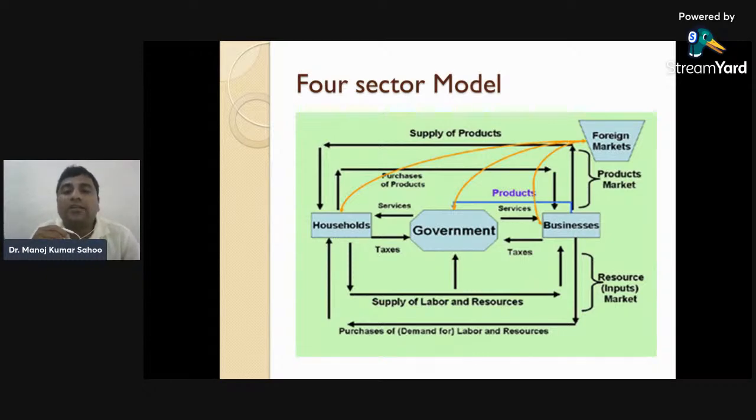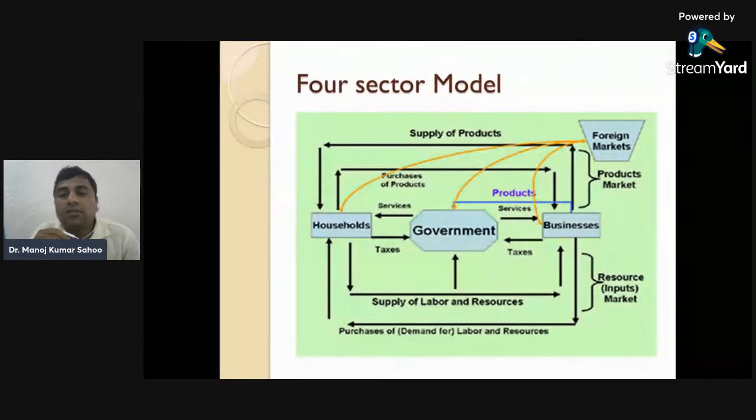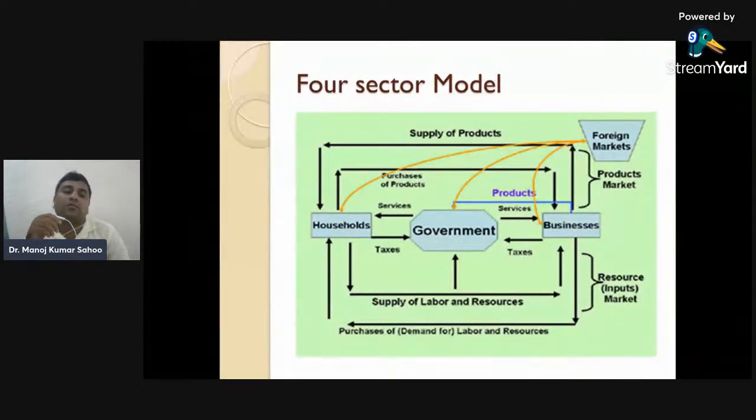You see, the yellow lines are indicating the foreign sector. You see, household is depending on the foreign sector by providing different types of labor resources to the foreign sector, because we the people, like engineers, doctors, managers, are working in foreign countries and get some income from the foreign market, foreign companies. So household is linked with the foreign.